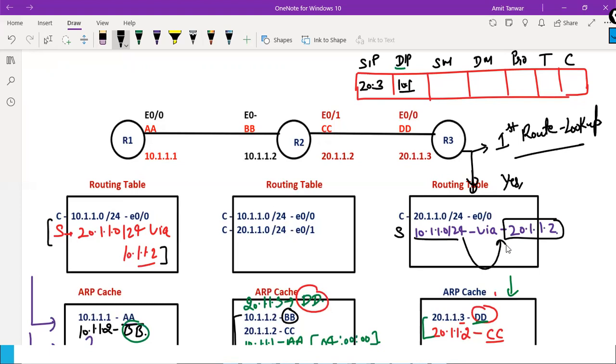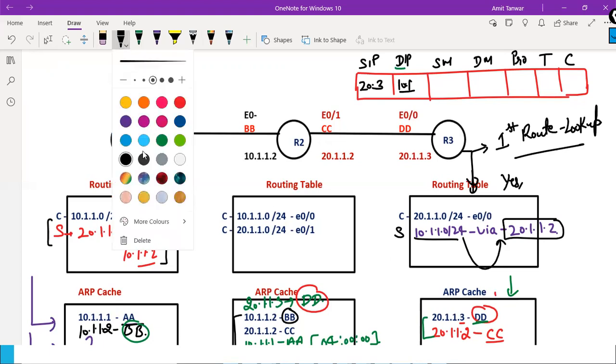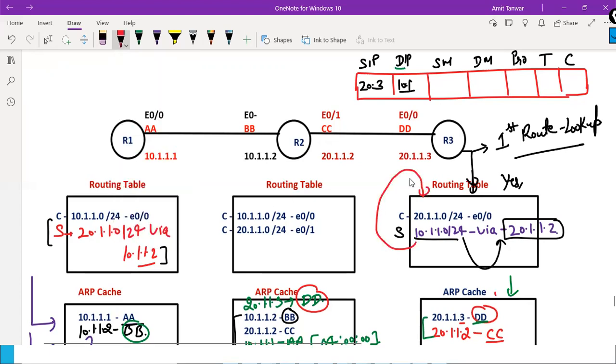That's fine. But the question is, from which interface you have to take the exit. For that, we need one more lookup here. So router 3 will do one more lookup. This is the second lookup, and this second lookup is known as the recursive route lookup.